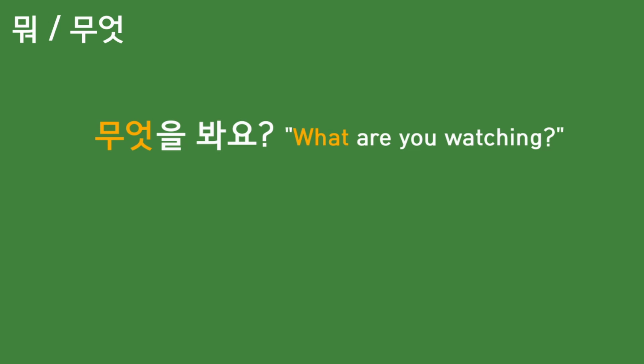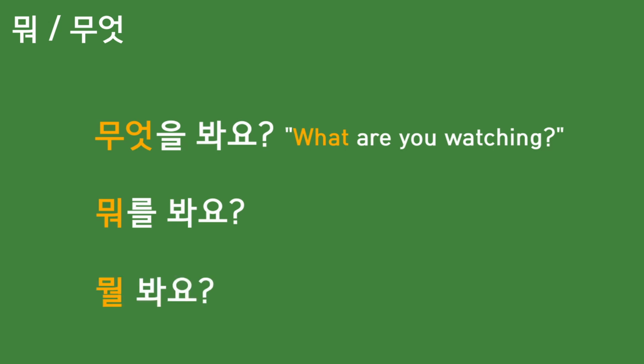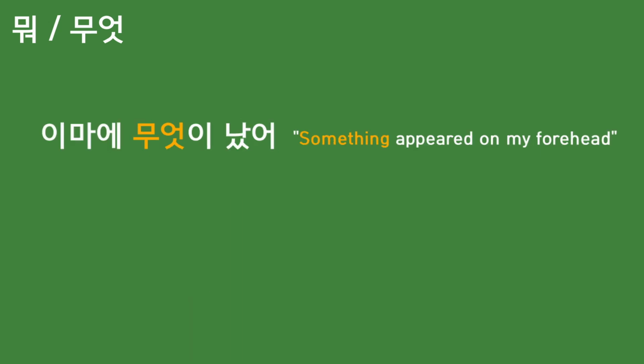무엇을 봐요? What are you watching? Or what are you looking at? You can also say 뭐를 봐요? And more simply, 뭘 봐요? 이마에 무엇이 났어? Something appeared on my forehead. You can also say 이마에 뭐가 났어?